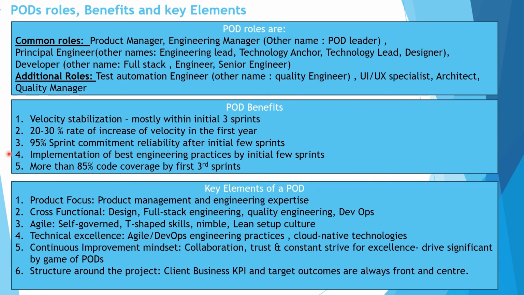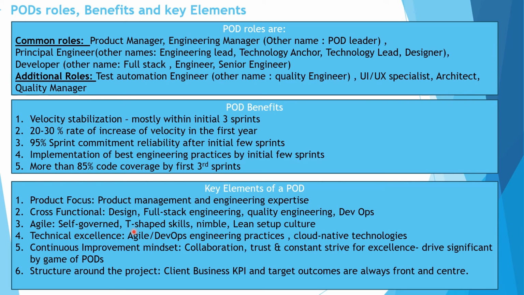Now let us see the key elements of the pod. We have already talked about this; this is just a quick recap. The pod should be product focused. That means a customer centric, product centric mindset should be there, and product management and engineering expertise should be incorporated within the pod. Then the pod should be cross functional: design, full stack engineer, quality engineer, DevOps. To deliver an end-to-end product, whatever skill set is required should be part of the pod.